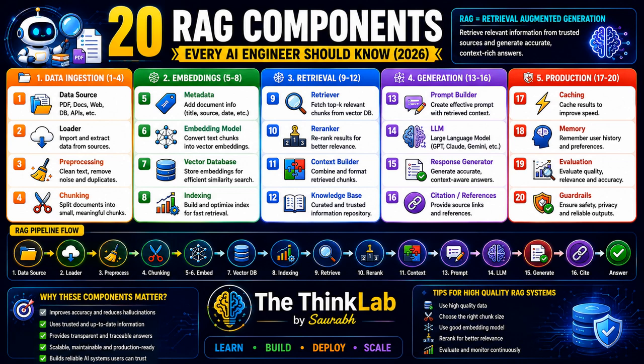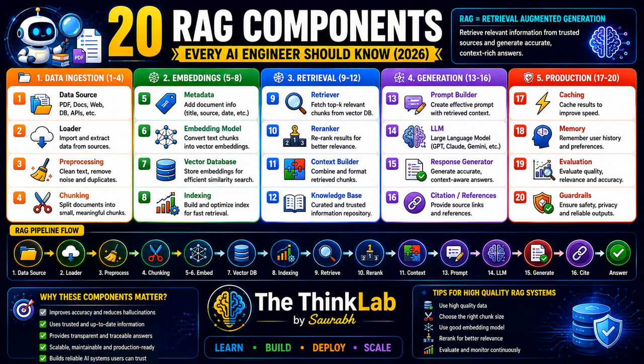Now we are moving to point number 20, the guardrail. Guardrails protect the AI system. They block unsafe, harmful or incorrect output. They also enforce company policy and security rules. So guardrails are essential for production AI, right?